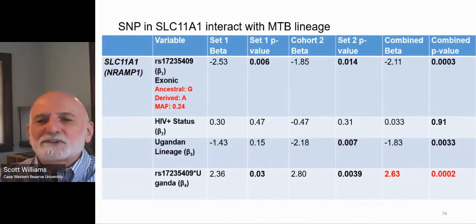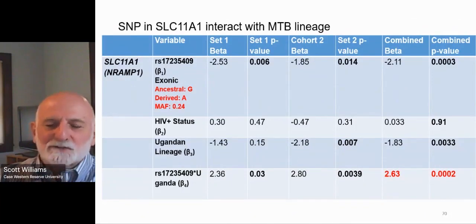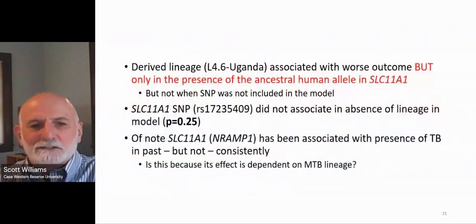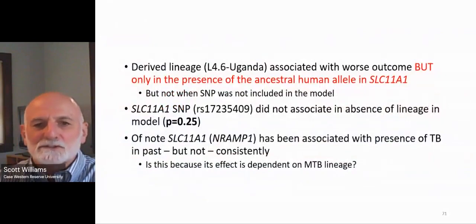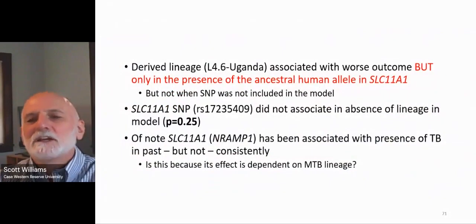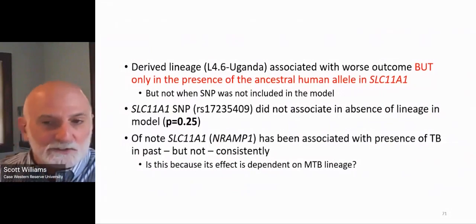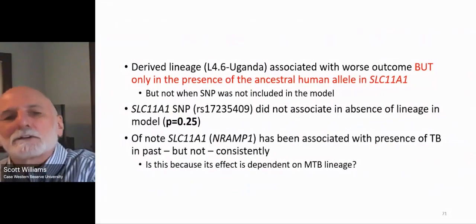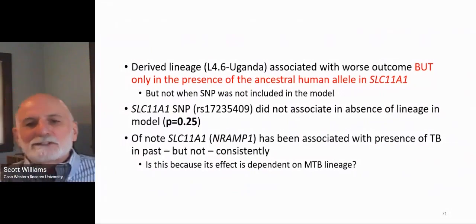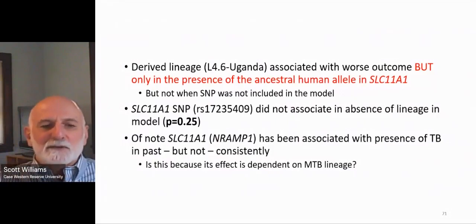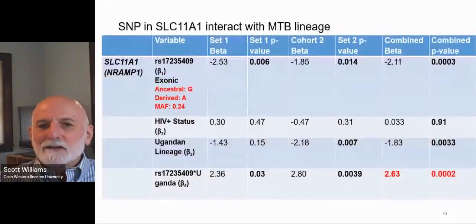So again, when you put the interaction term into the model, you effectively are stratifying by the different genotypes or lineages, and you're getting an effect. So the derived lineage, which is the L4 Uganda, associated with worse outcome, but only in the presence of the ancestral allele for SLC11A1. So basically, you have an ancestral allele that is pretty comfortable with the ancestral lineage to which it was exposed. You get a new strain, and all of a sudden, it doesn't do so well. But when we looked at this, in the absence of lineage, the p-value for that SNP was 0.25, and here it's 3 times 10 to the minus 4. It's an enormous effect.